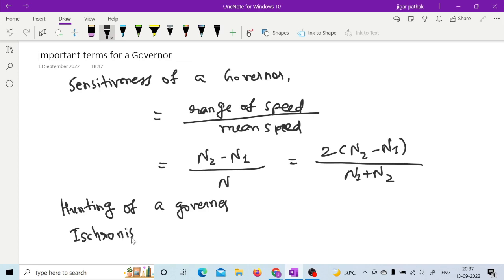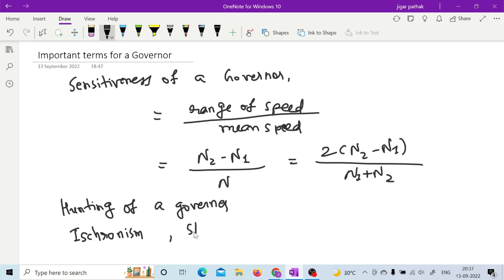Okay. So if you go for the next term, that is isochronism, it means that here you are having a range of speed as 0 in case of isochronism, right? So you can have different radii at the same speed, right? So isochronism is also not good for a governor, right?